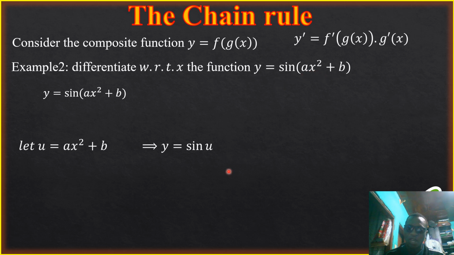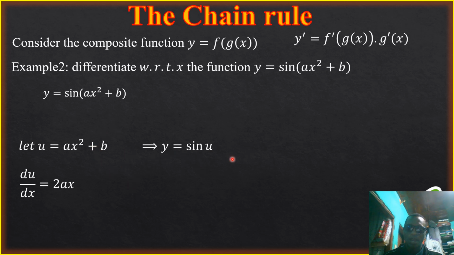Y equals sine u. Then again, we differentiate u with respect to x. du/dx equals, when you differentiate this, a is a constant. When you are differentiating a function like this, you just keep the constant and differentiate only the x squared. The derivative of x squared with respect to x is 2x. We already know that now. So it's 2x, so 2ax. Then differentiate b, which is a constant, so when you differentiate a constant, it gives you 0.